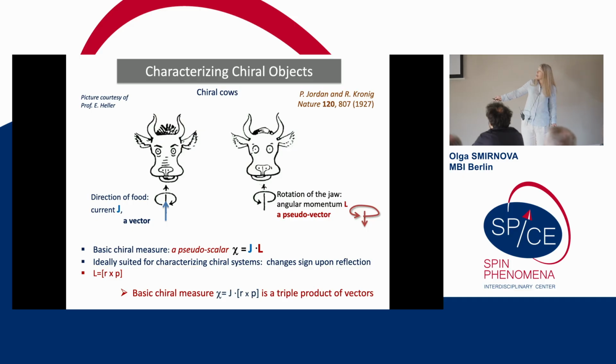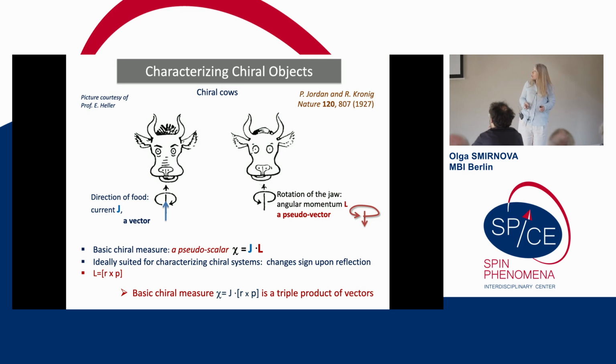And of course, since the angular momentum can be written like this, you can also have a basic chiral measure as a triple product of vectors. Importantly, every chiral object has at least one pseudoscalar that we can address in our measurements.